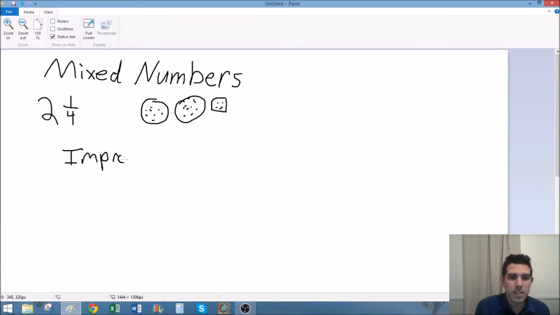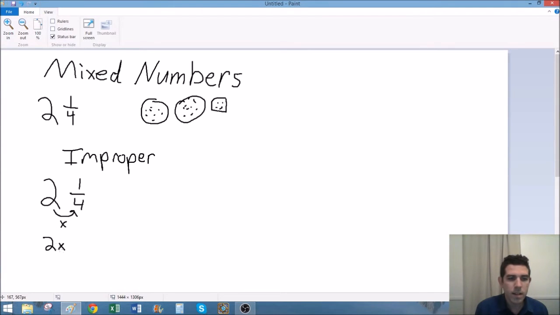Now, improper fractions, they're not really good for leaving them improper, but they're good for adding and subtracting. And so an improper fraction means that we're actually going to turn this 2 and 1/4 into just a bunch of fourths. We're going to do this by multiplying the whole number by the denominator. So we'll actually do, and I like to draw little arrows to kind of show how this works, 2 times 4. The whole number times the denominator.